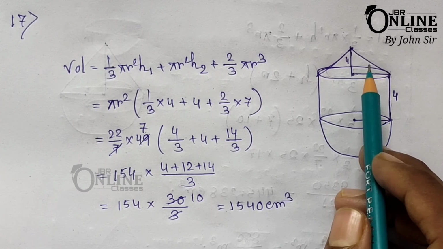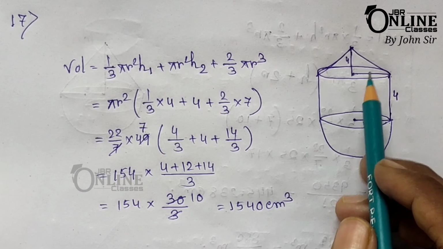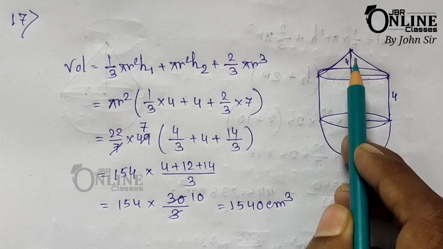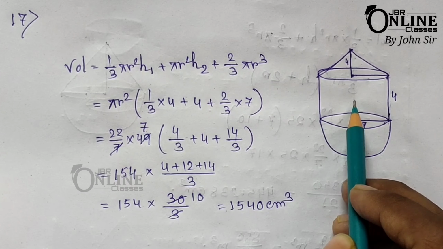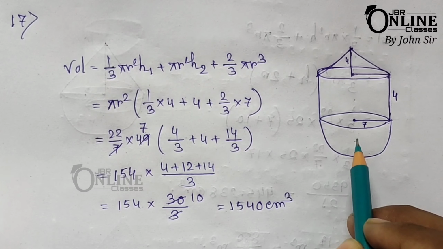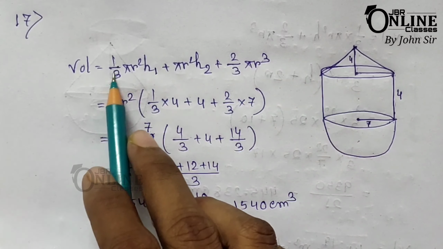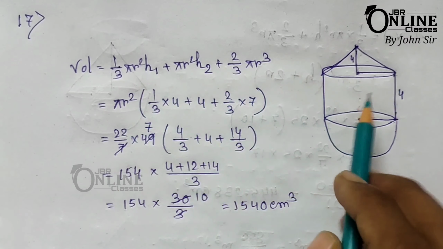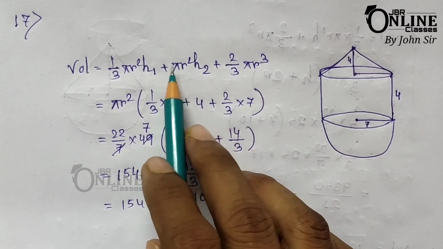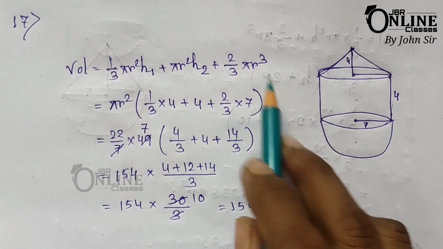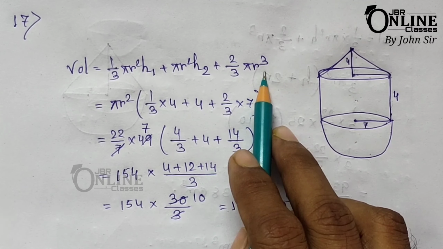Now find the volume. So to find out the volume, that means here you have to find out the three volumes. First one, the volume of the cone, second one, the volume of the cylinder, and third one, the volume of the hemisphere. Now you know the formula of the volume of the cone, that is 1 by 3 pi r square h. Second one, the volume of the cylinder, it's pi r square h. And third one, the volume of the hemisphere, that equal to 2 by 3 pi r cube.